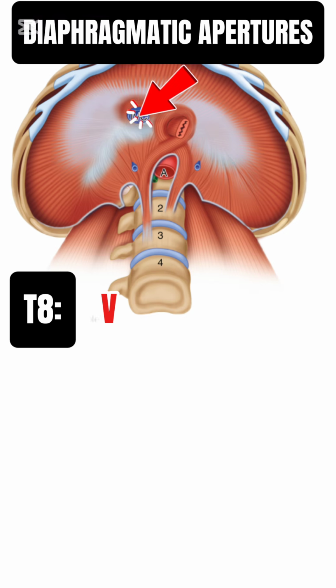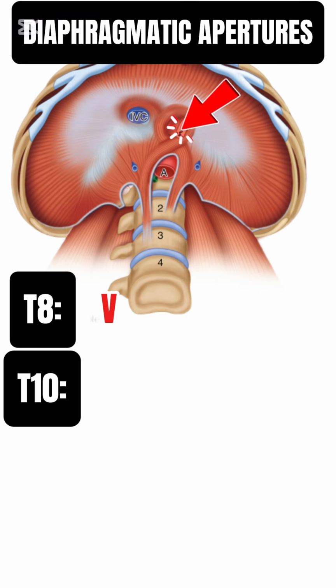The next is the aperture for the esophagus, which opens at T10 level and allows the esophagus passage from the thorax to the abdomen. We will designate this as O to represent the esophagus.